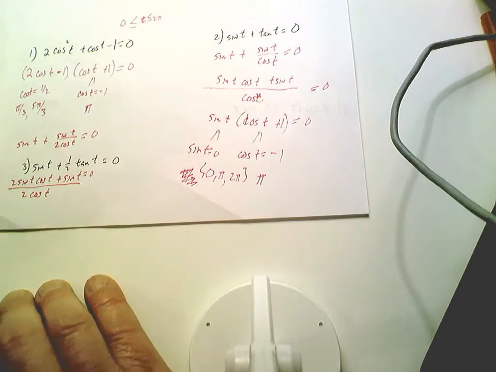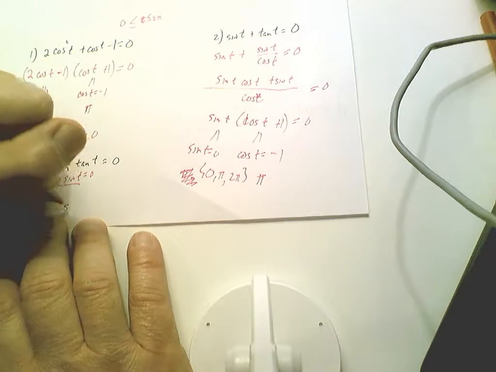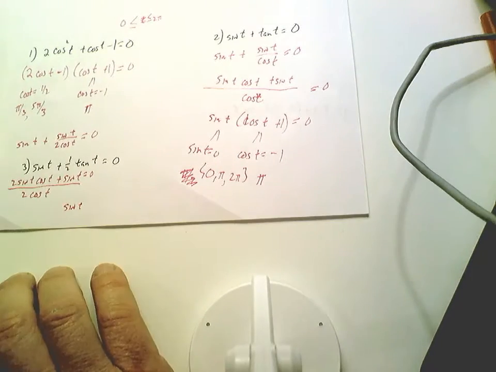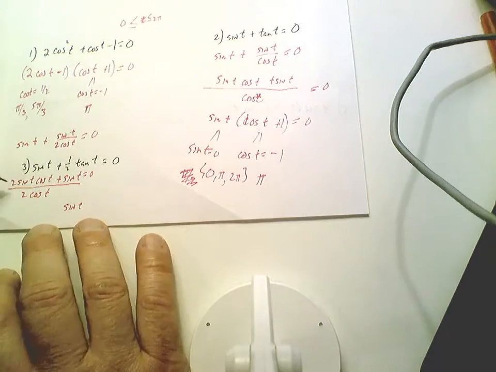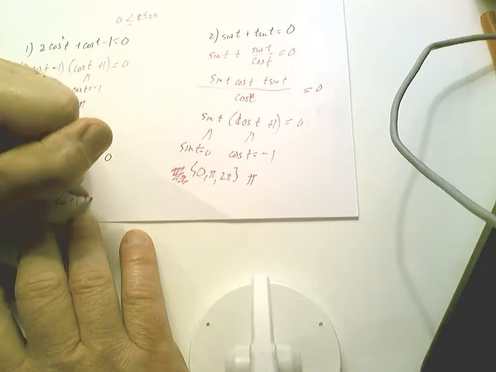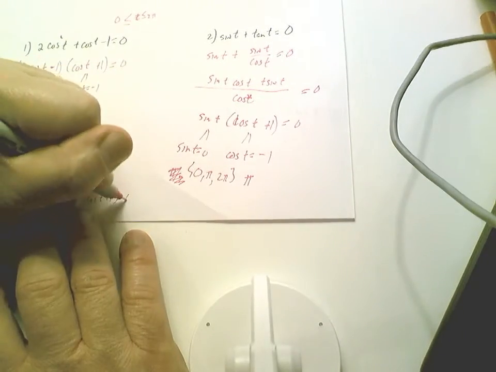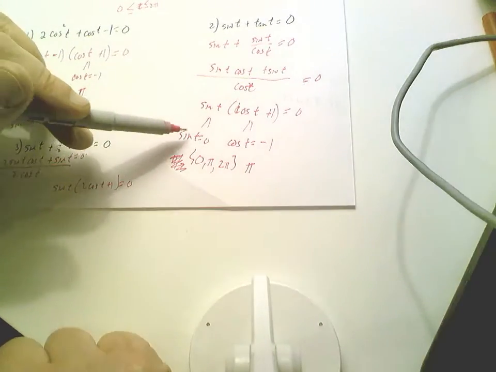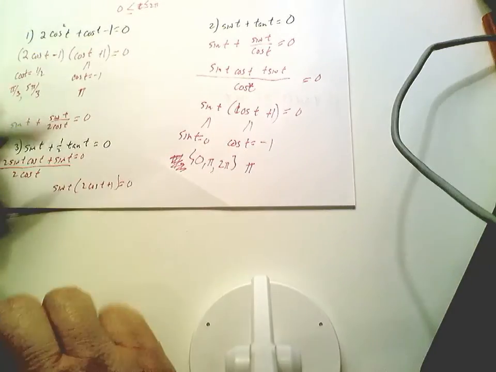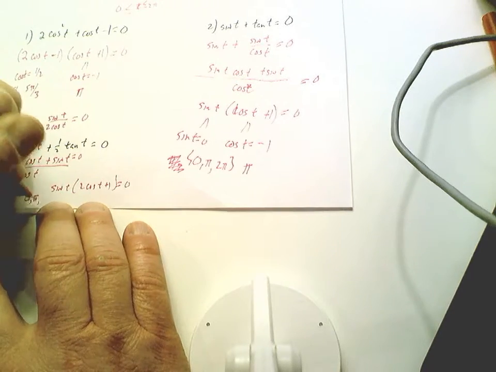Again, I'm going to factor. I'm going to be able to take out a sine t times what? 2 cosine t plus 1 equals 0. Again, I'm going to have a leg of solutions at sine of t equals 0, just like I had before: 0, pi, 2 pi.